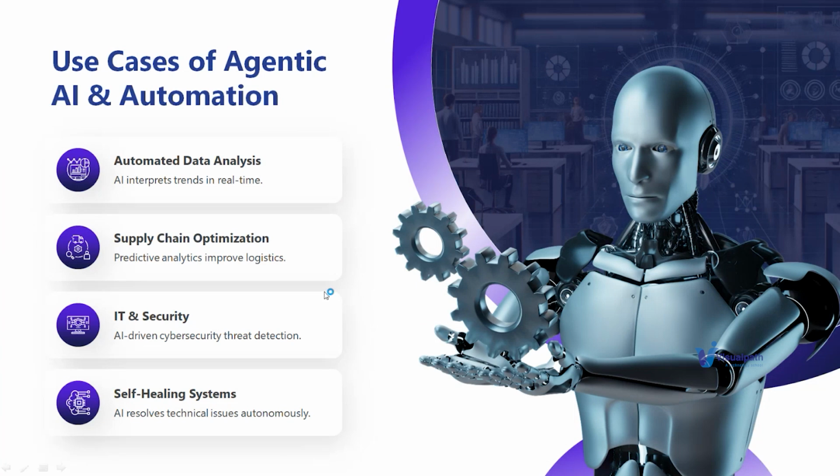We can do automated data analysis, and supply chain optimization can also be done. What is the right point of order? What is the point wherein the stock gets emptied? What should be the right order time so that the supply chain is not disrupted? IT security and self-healing systems are again extended use cases of agentic AI and automation.